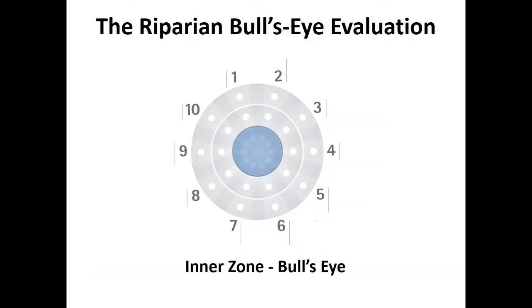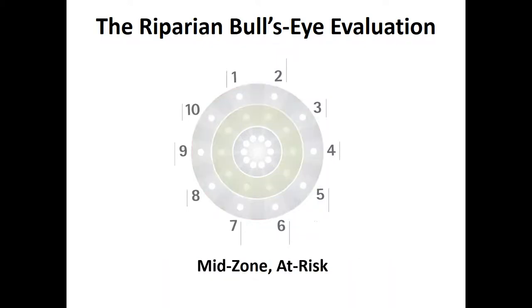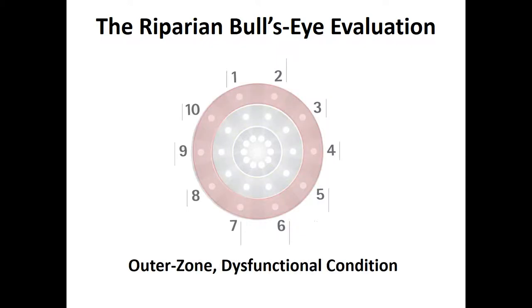The bullseye area in the center of the target represents optimal function. The middle ring of the target represents an at-risk condition, a kind of riparian health danger zone, and the outermost ring of the target represents dysfunction.